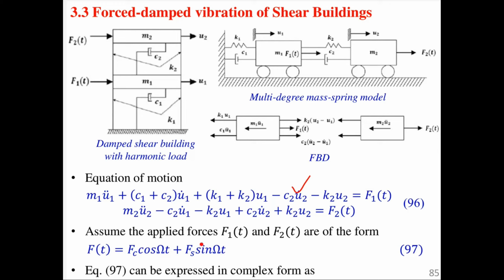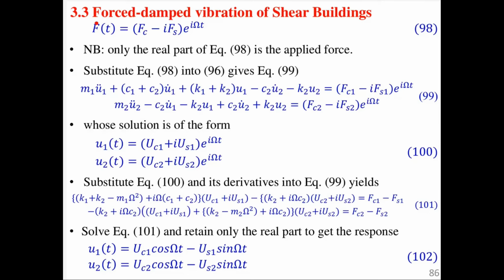Now again, we make things a bit more interesting. We assume that these applied forces are of this form. They are sinusoidal, and we assume they are a superposition of both cosine and sine waves. So this equation, the forcing function, can be expressed in complex form. Remember Euler's relation? So you can express it using Euler's relationship in this complex form. So Euler's relationship enables us to interchange between the trigonometric expressions and the exponential expression, and we introduce the imaginary number i.